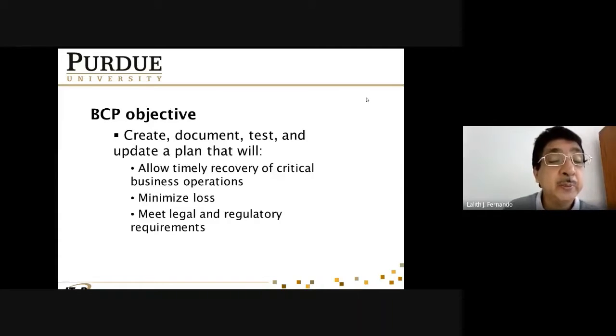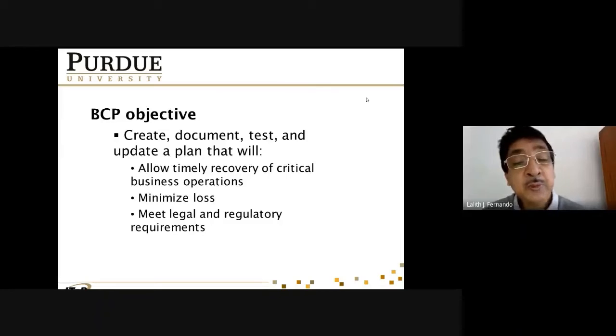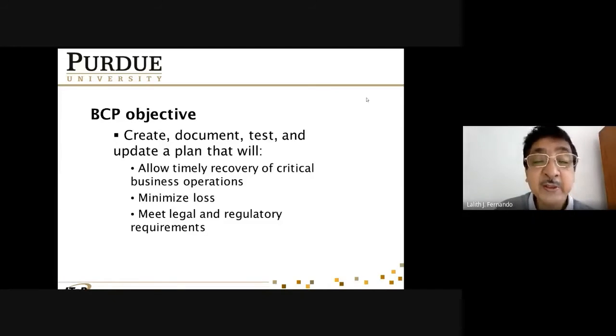Now, these are the objectives of a normal business continuity plan: create, document, test, and update the plan. First of all, people should get together to create a plan, and it has to be documented and tested. And when you say tested, there should be frequent testing. You all know the regulators now impose a certain frequency of testing of the business continuity plan. As per the regulations, there should be at least two business continuity tests, or disaster recovery tests as we call it, at least twice a year.